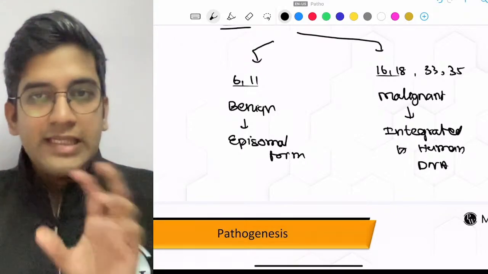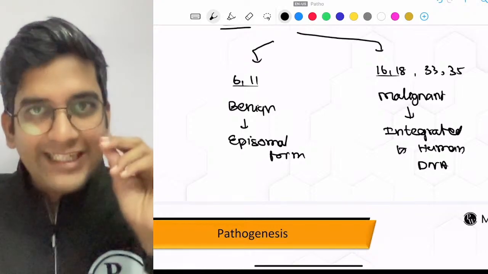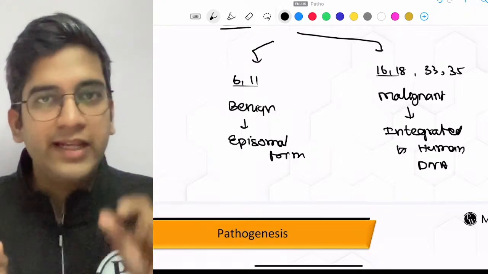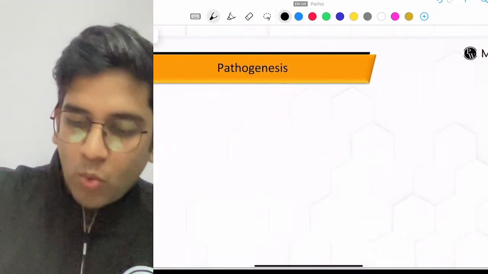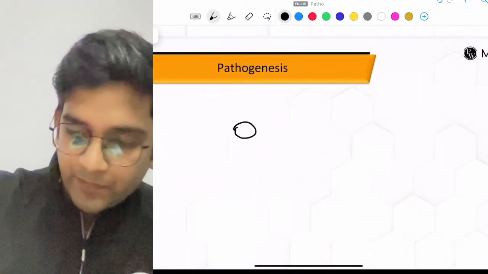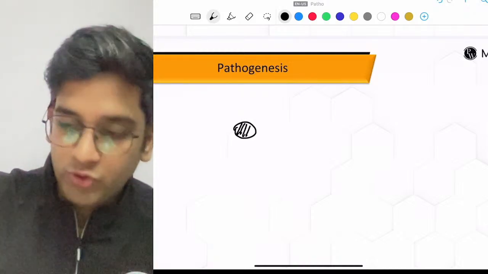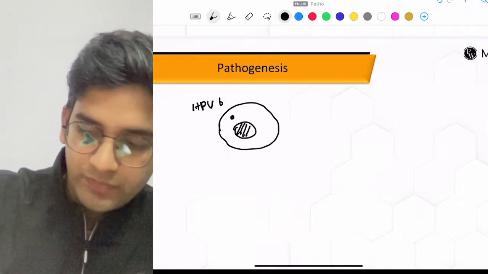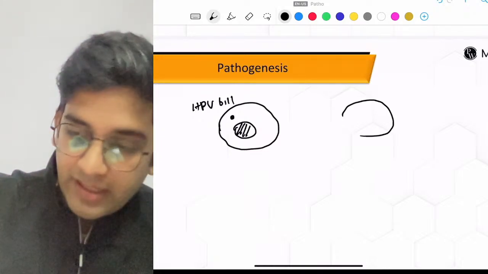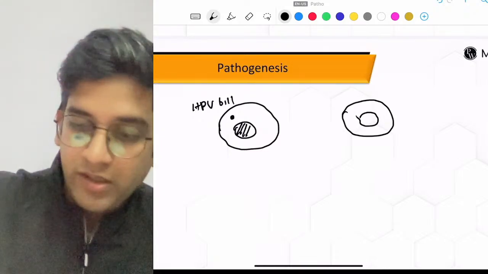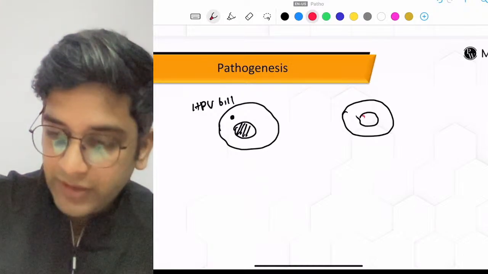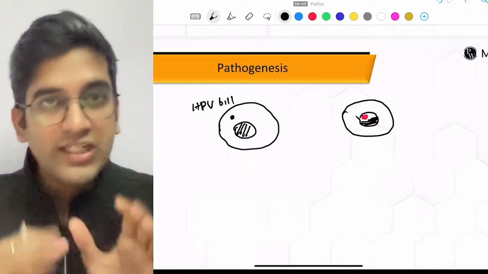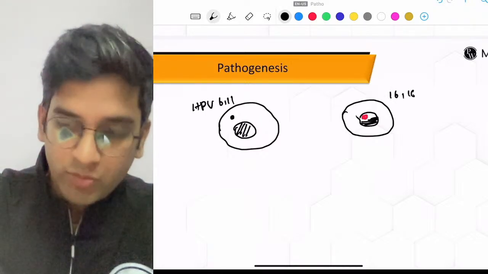So the reason why 6 and 11 cause genital warts and why 16 and 18 cause cancer is that 16 and 18 get integrated into human DNA, while the others stay in the episomal form. I'll tell you what I mean by episomal form. Let's assume this is a cell and this is a nucleus with the chromosome. The 6 and 11 genome will be here. On the other hand, in a cell with 16 and 18, the genome will be here. That's the difference between the integrated and episomal forms.